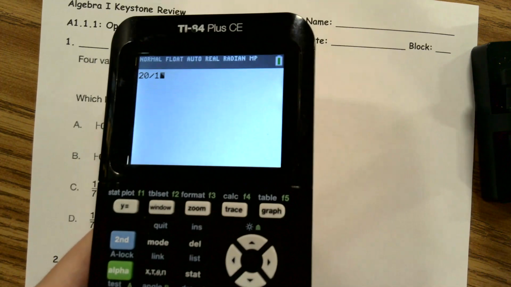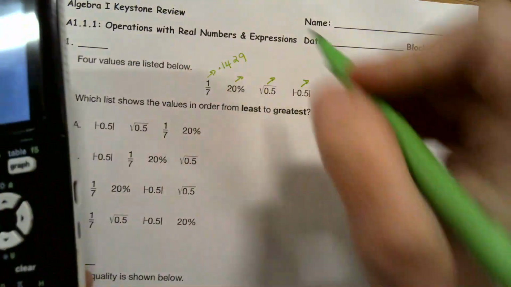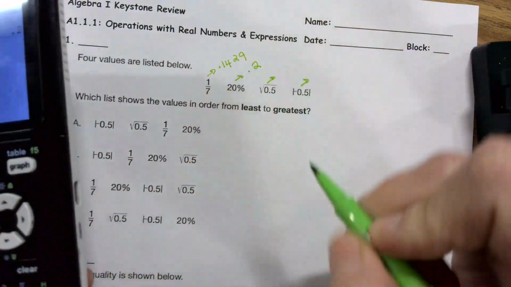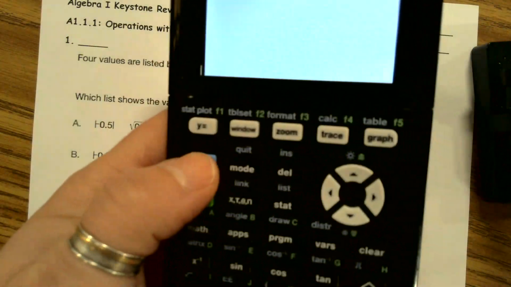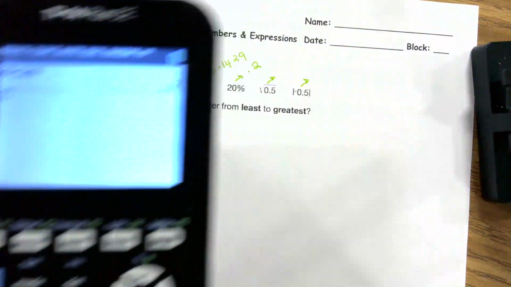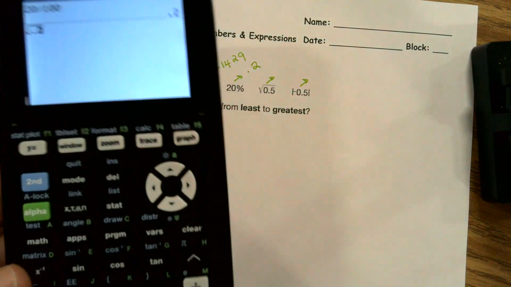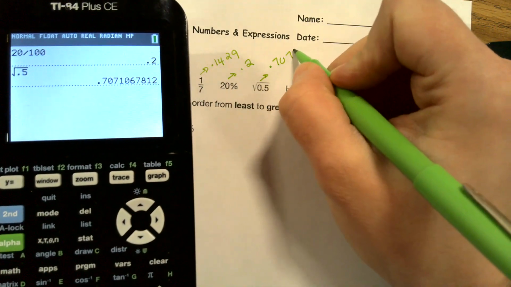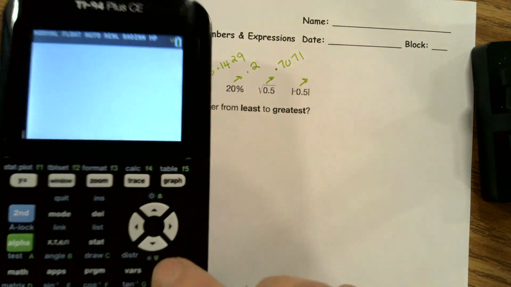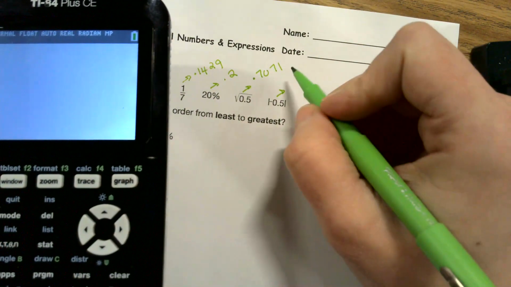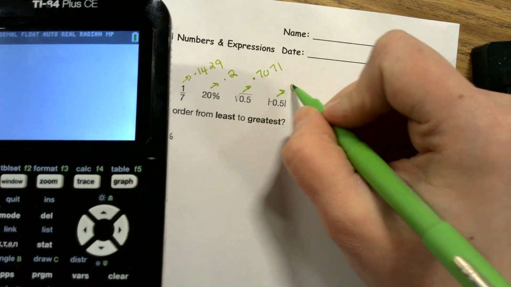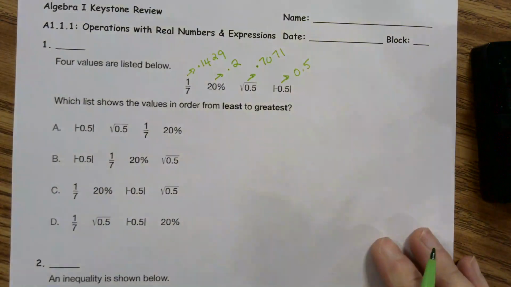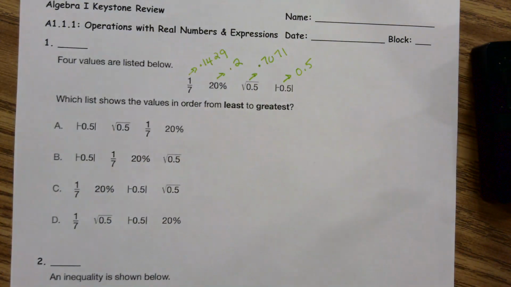20% is 20 out of 100, which is 0.2. Square root, so you press second, square root, 0.5. That is 0.7071. And then the absolute value of negative 0.5 is 0.5, or 5/10, however you want to say it.